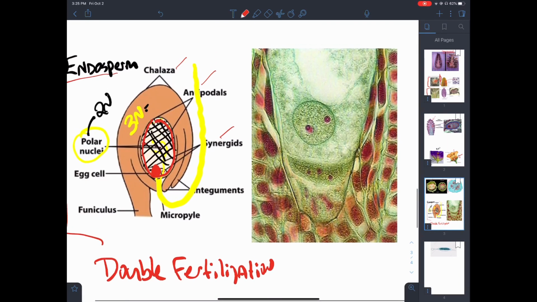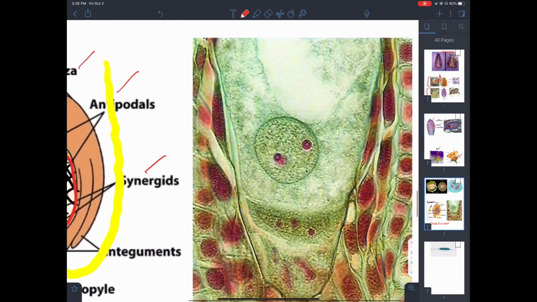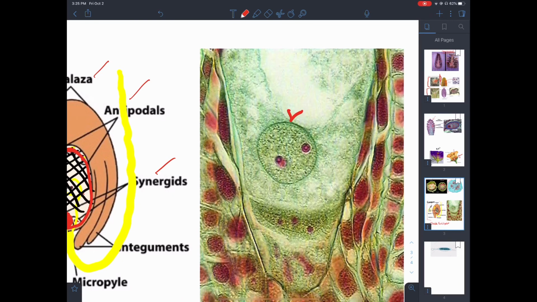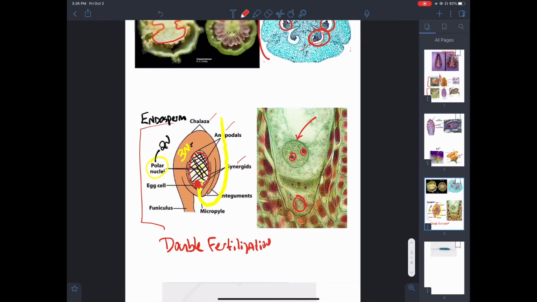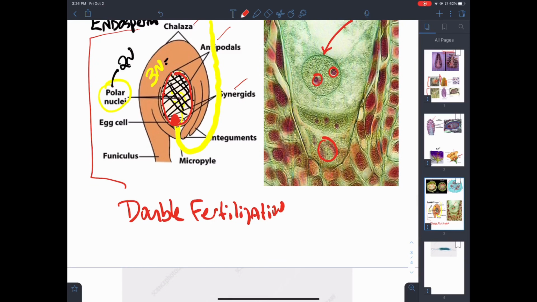Here we have a nice image, zoom in, of exactly that. So here is that central cell, and you see the polar nuclei with two nuclei inside one cell, and the egg is down here. Okay, so it's a fascinating look into how double fertilization works in flowering plants.